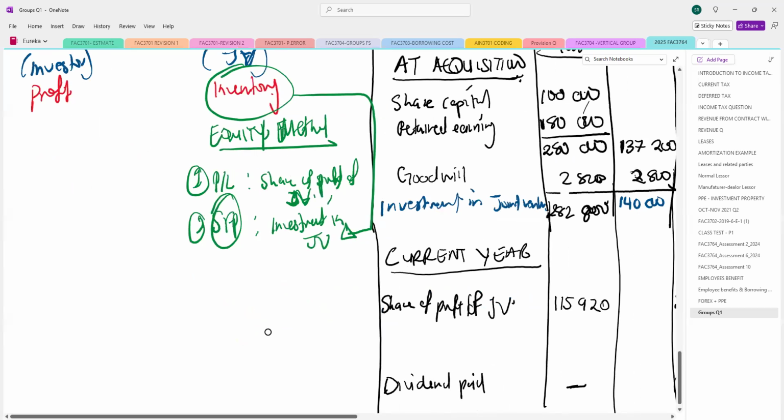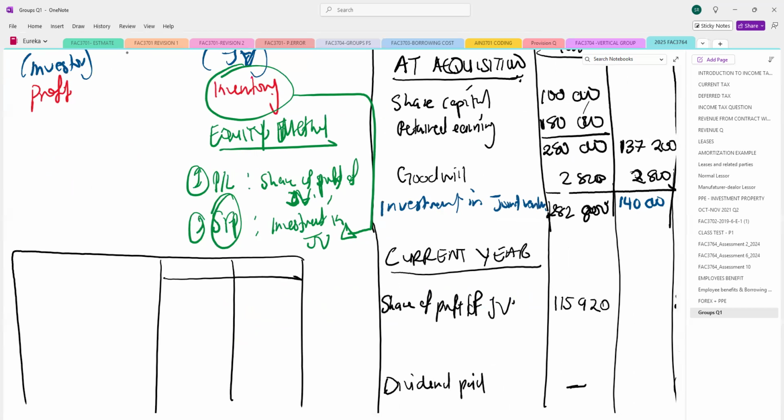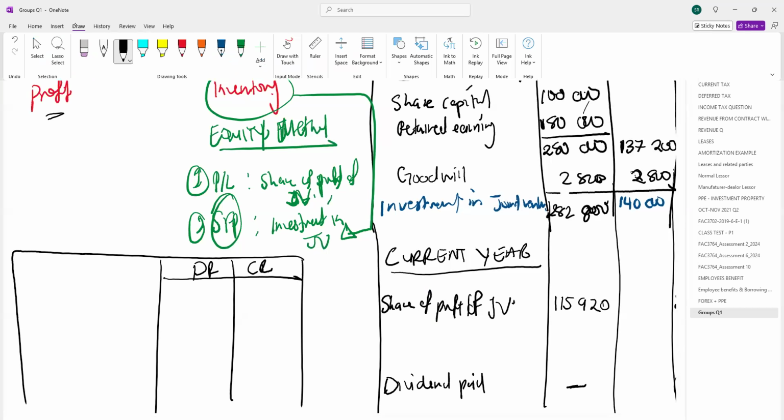So if I have to do a journal, I'm going to show you guys in the journal so that it can make sense. If I have to do a pro forma journal, which is an elimination journal, this is how I'm going to account for it. On this side, it is the profit. For the parent, it's the profit that I'm eliminating from. And from the joint venture, it is the inventory, which is part of investment in joint venture. So what we do is we break this into sales and cost of sales.